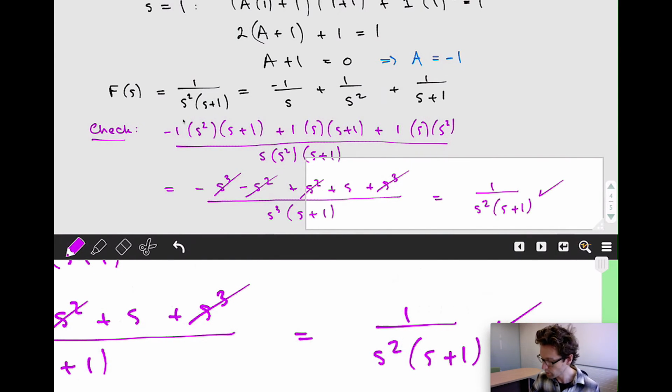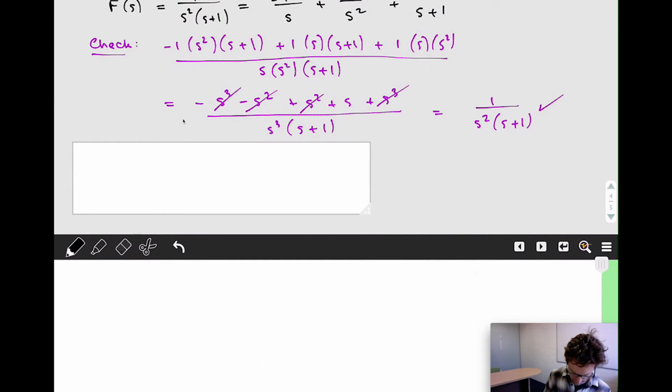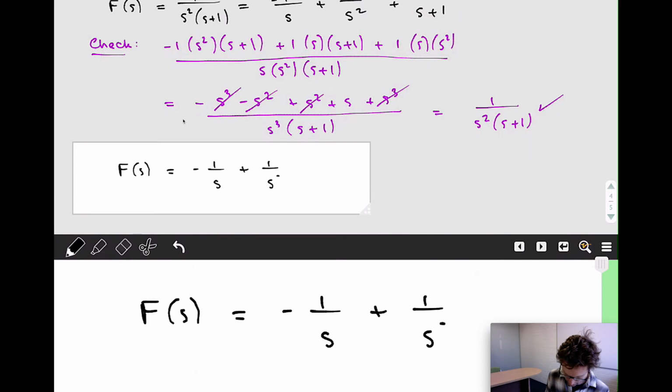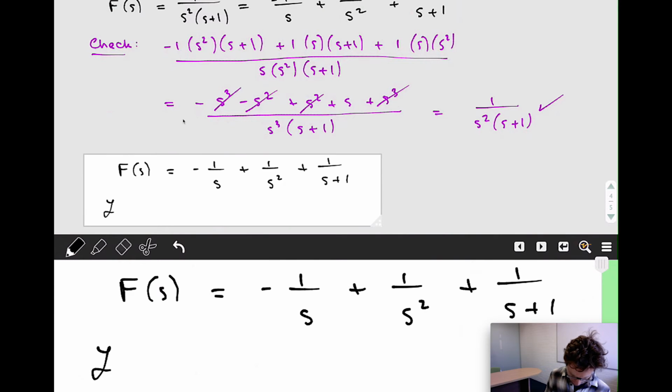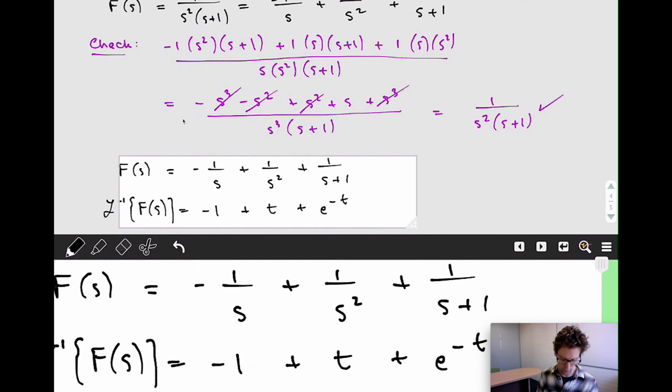All right, so now we're ready to find the inverse Laplace transform of this function big F of s, now that I've written it in terms of its partial fraction expression. So again, let's write big F of s is equal to minus 1 over s plus 1 over s squared plus 1 over s plus 1. So for the inverse Laplace transform we can just use our tables for that. That's going to be minus 1 plus t plus e to the minus t. Well, those are all in your tables.